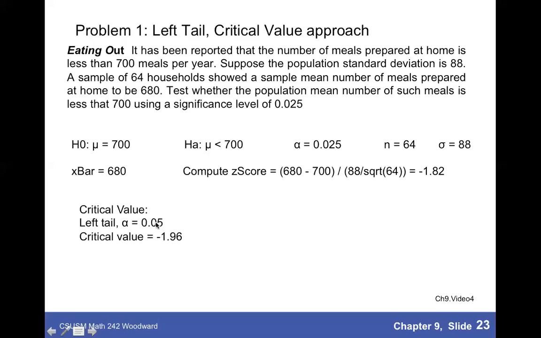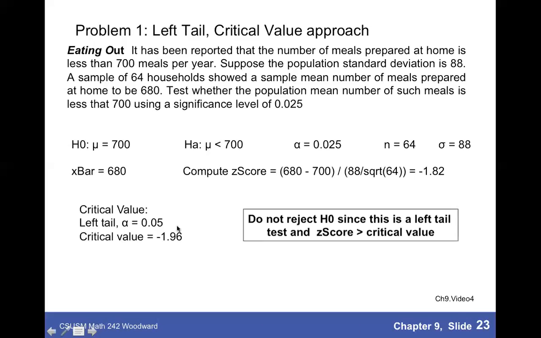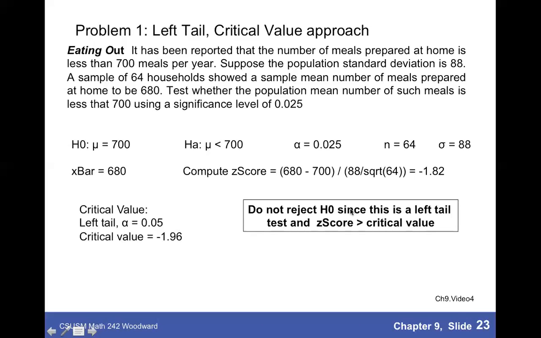Well, this is for 0.05, sorry. The critical value is minus 1.96. But regardless, let's go with this one. What I would get is I would not reject H naught, since my Z-score is greater than the critical value. Minus 1.82 is greater than minus 1.96. So I do not reject. For a left tail test, it has to be less than.